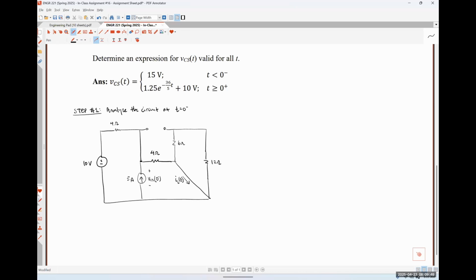So before we get into analyzing this circuit, I hope we can observe something that I believe is pretty straightforward. Because my switch is open, that 6-ohm resistor and that 12-ohm resistor appear in series. And that series combination of 18 ohms is shorted out by my inductor, which means that the 6-ohm resistor and the 12-ohm resistor will not in any way, shape, or form contribute to what's going on in this particular circuit.